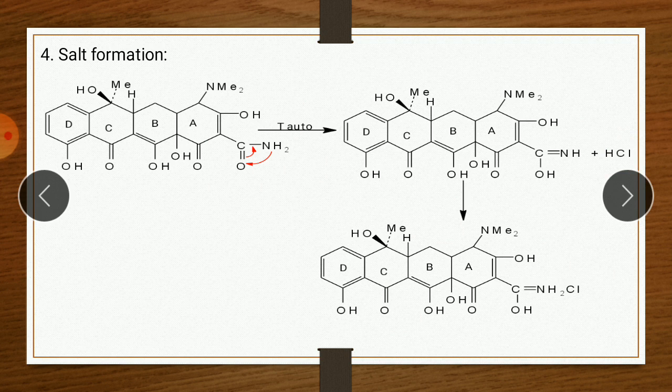So these are the main 4 properties. First property is epimerization. Second property is dehydration in presence of acid and in presence of base. Third is the chelation property, and fourth one is salt formation.